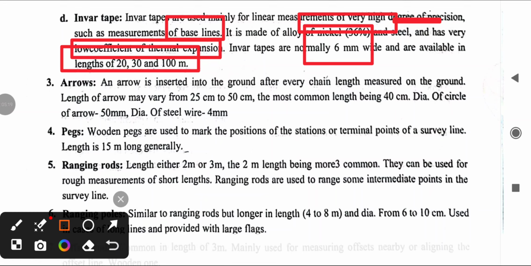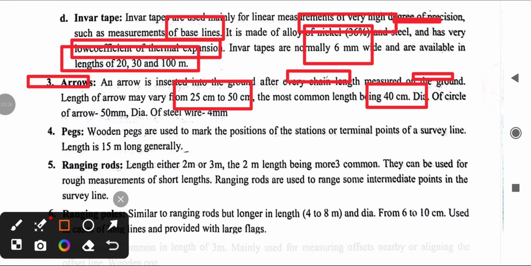Arrow. An arrow is inserted into the ground after every chain length measured on the ground. Length of arrow may vary from 25 to 50 centimeter, the most common length being 40 centimeter. Diameter of circle of arrow 50 millimeter, diameter of steel wire 4 mm.